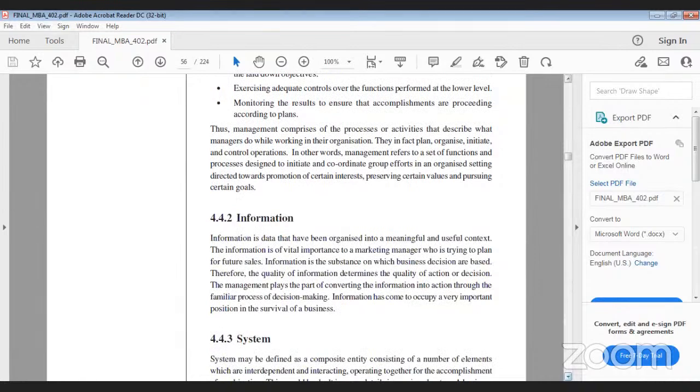Information is data that have been organized into a meaningful and useful context. Information is of importance to a marketing manager who is trying to plan for future sales. Information is the substance on which business decisions are based. Therefore, the quality of information determines the quality of actions or decisions. Next point is the system.